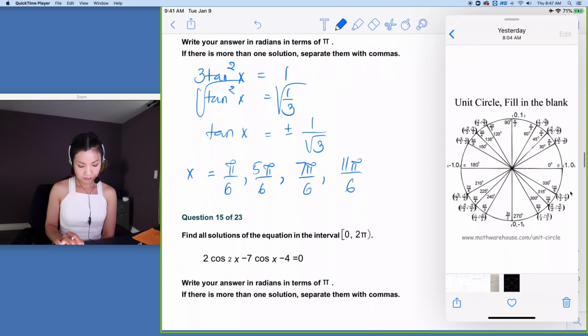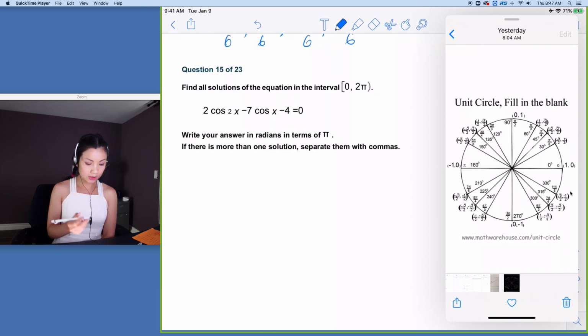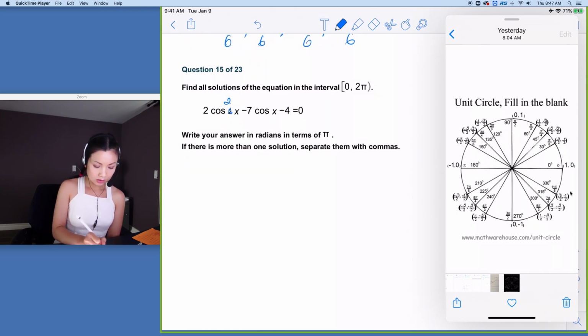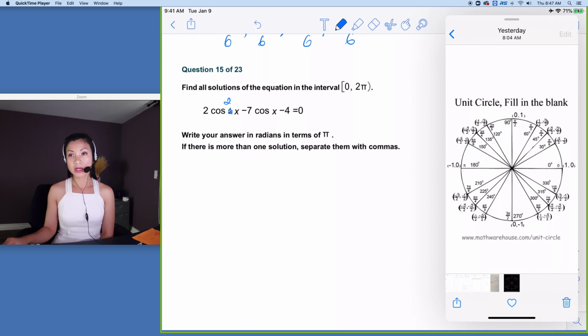Okay. All right. So this one, hopefully you recognize this is a quadratic equation.